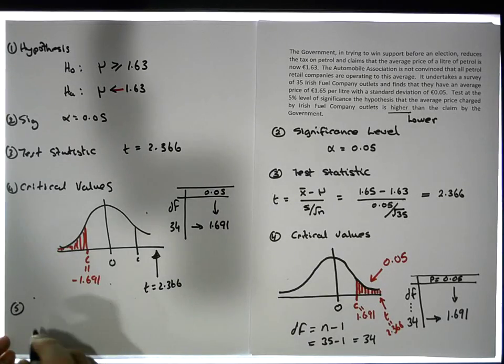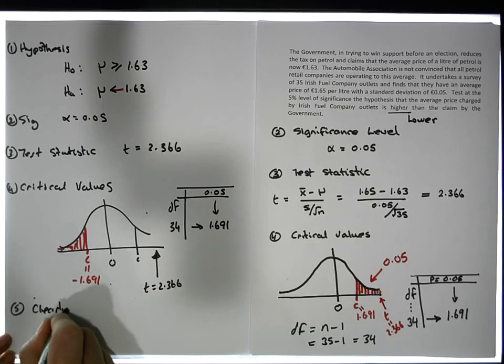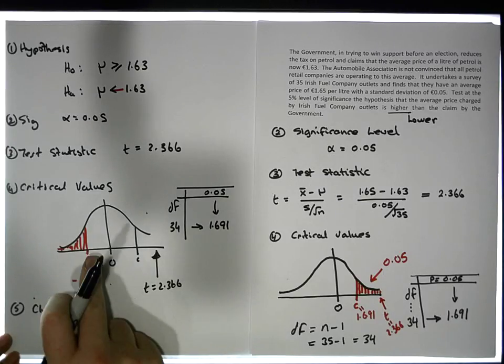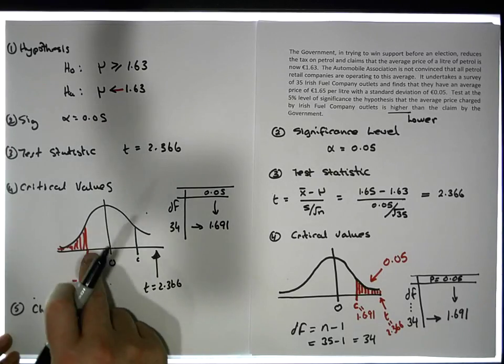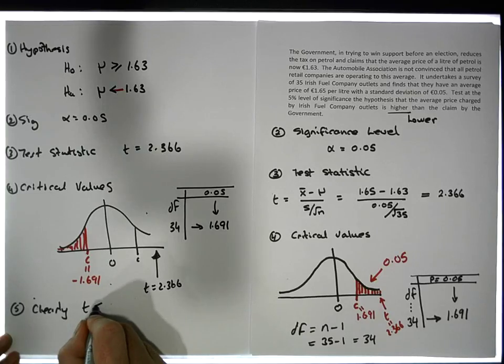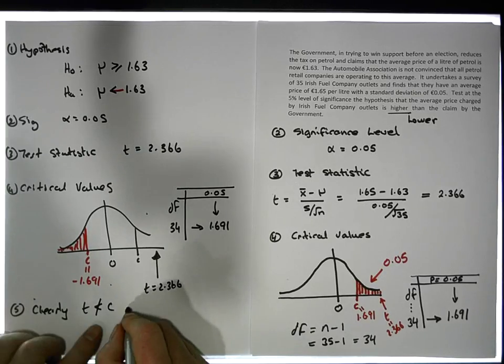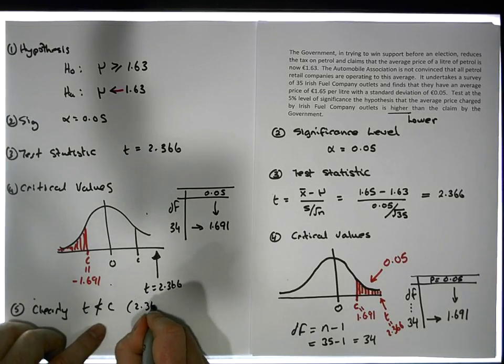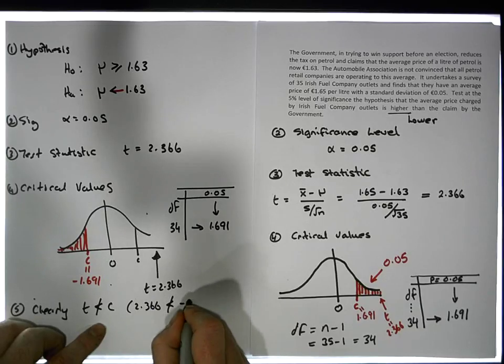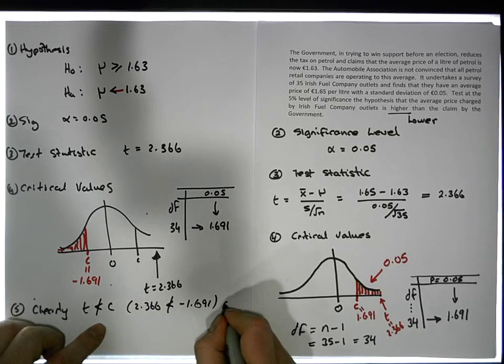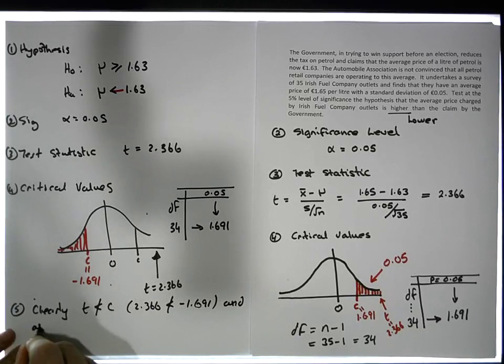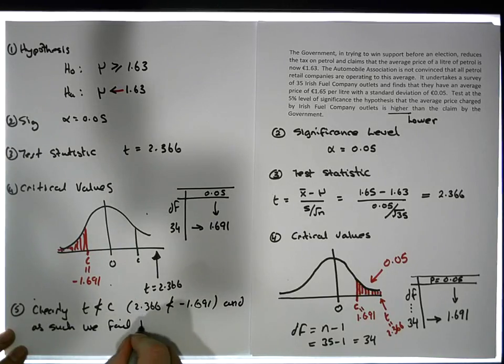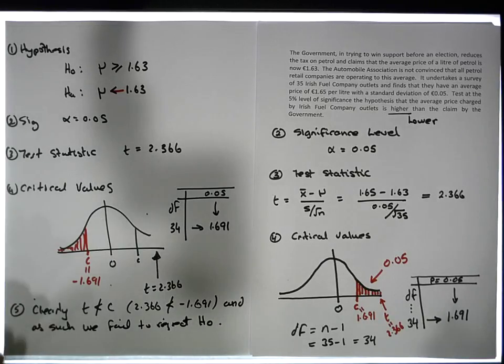For me to reject, my test statistic needs to be less than my critical value. So clearly, my test statistic is not less than my critical value. What I mean by that is 2.366 is not less than minus 1.691. And as such, we fail to reject H0. There's no inference that we can make. So we're just failing to reject H0.